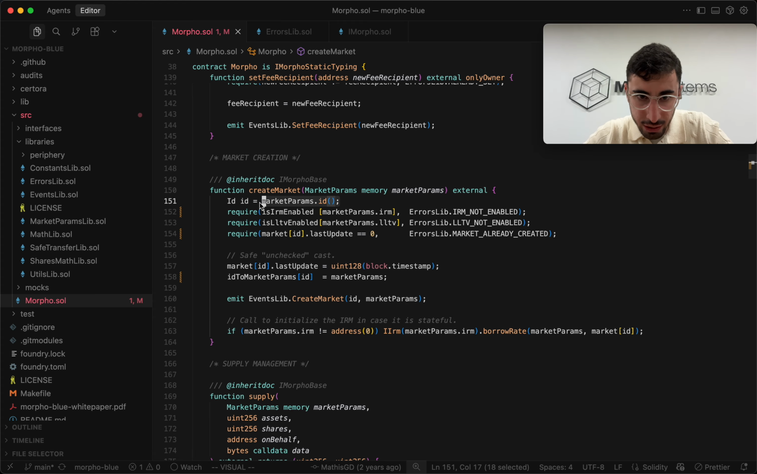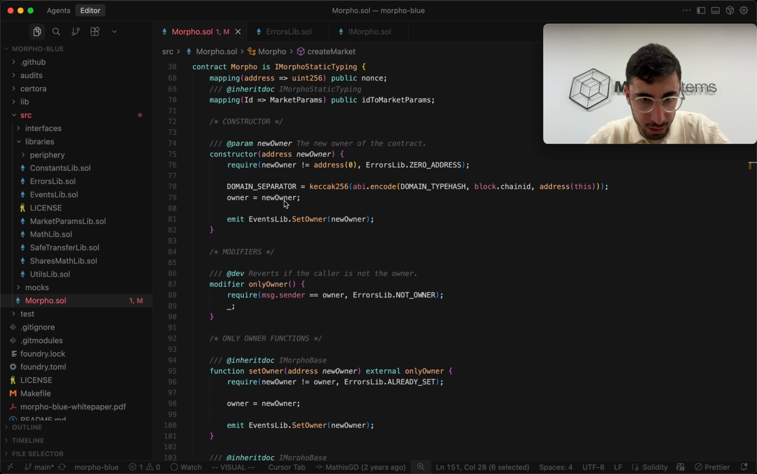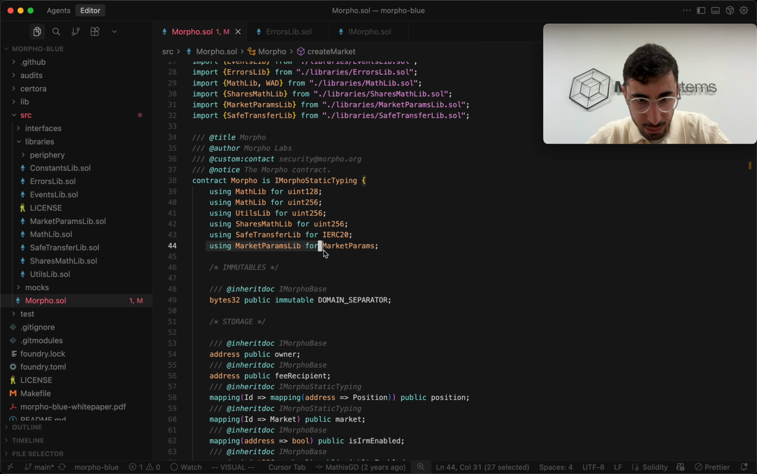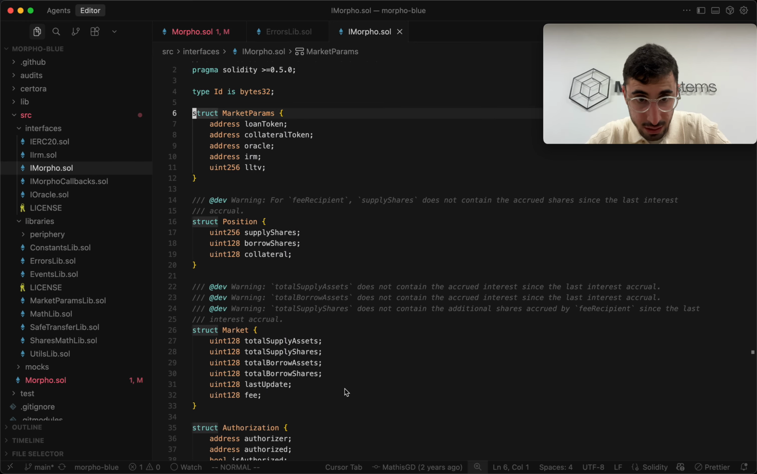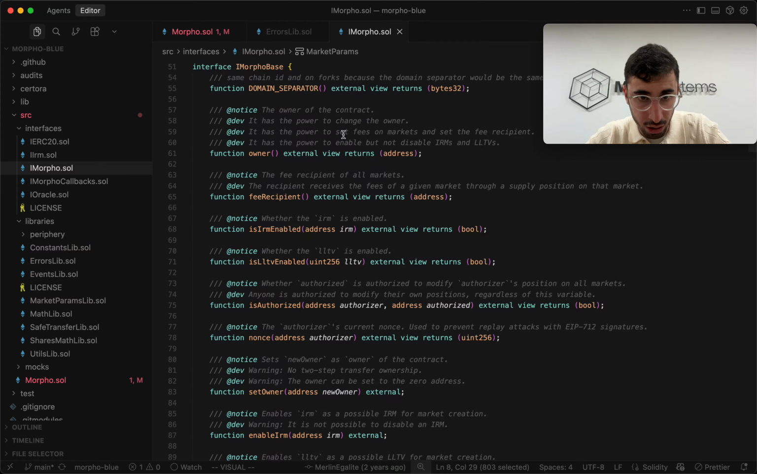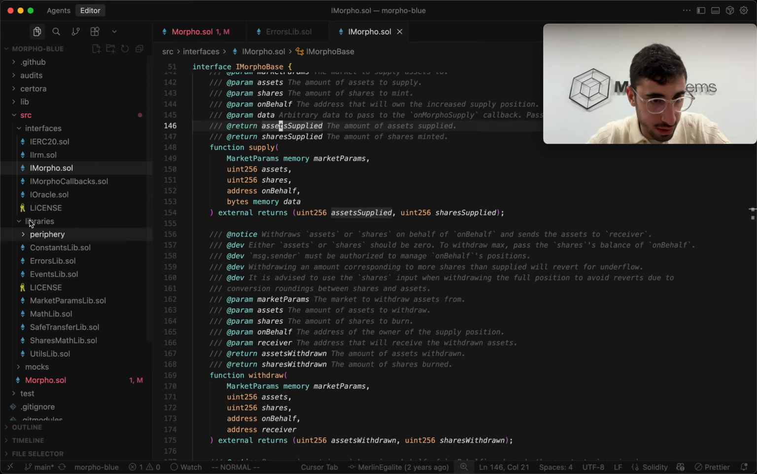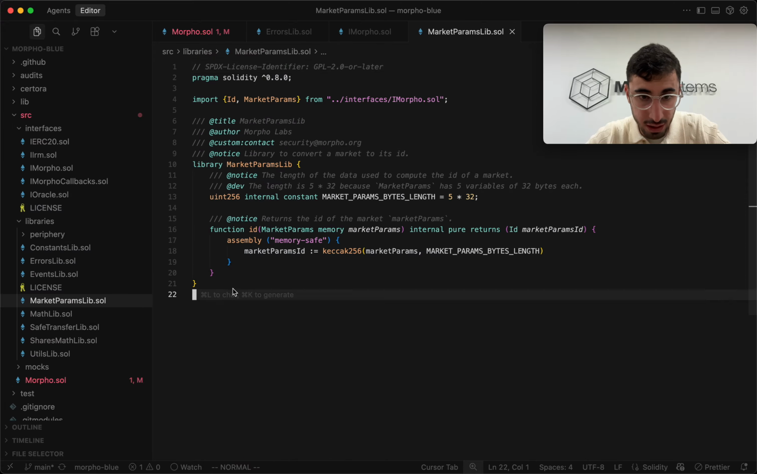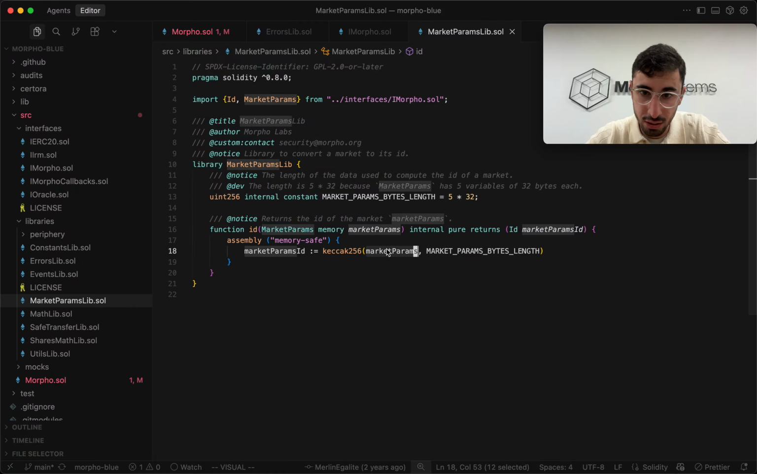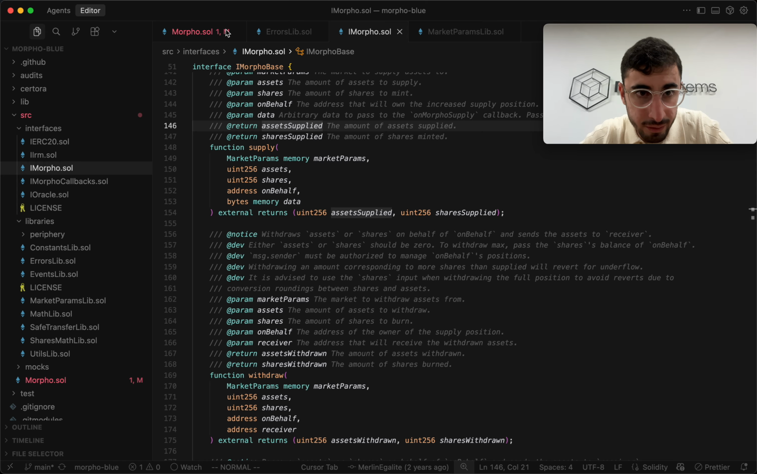So how do they check that the market has to be unique, right? How they do that is market params. There is a market params library using market params lib for market params, and market params lib has all these structs, but also has the interface. So we're looking for the library ID here. We hash market params, and this is how we get the ID. And the ID has to be unique.